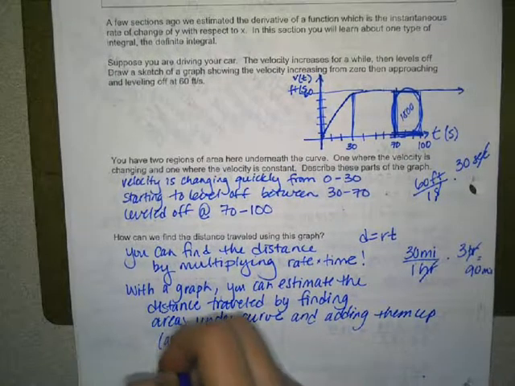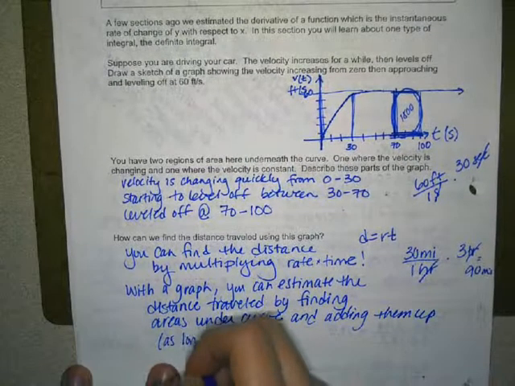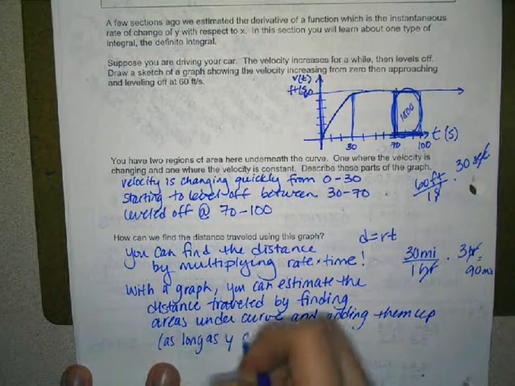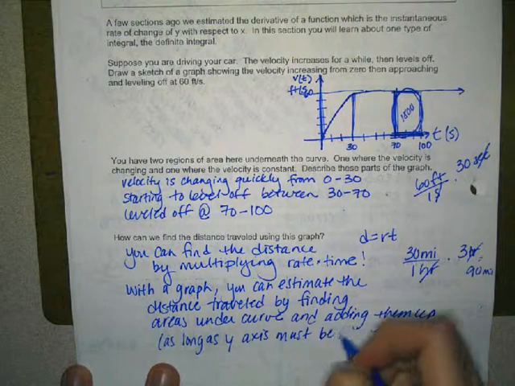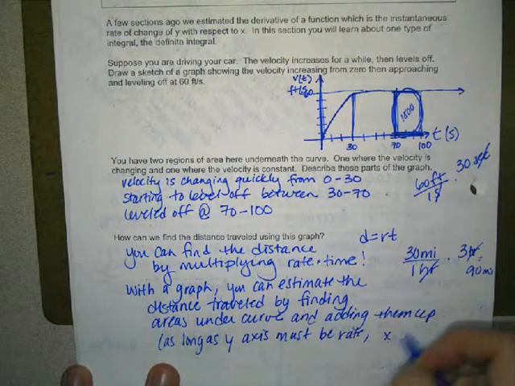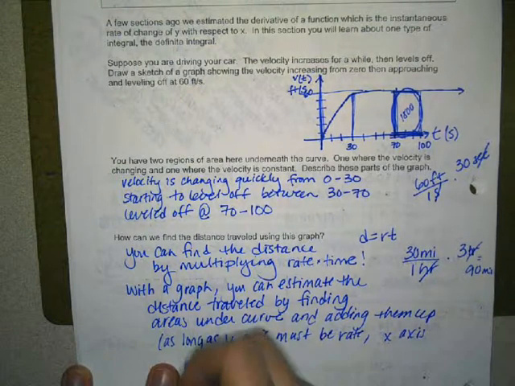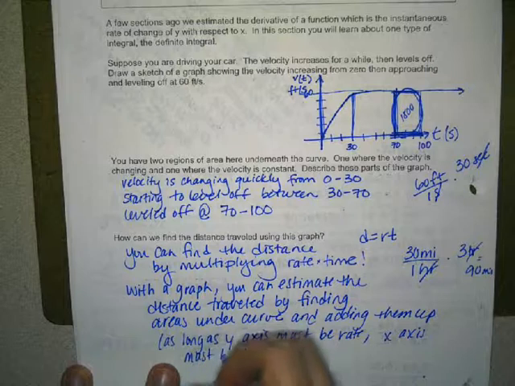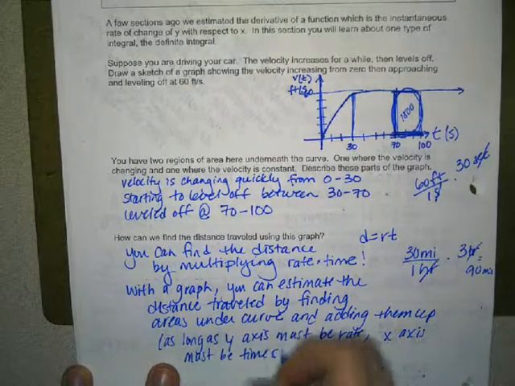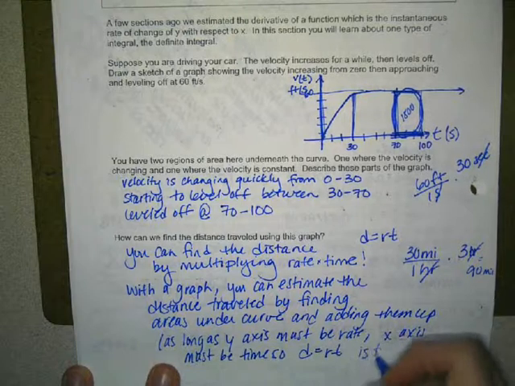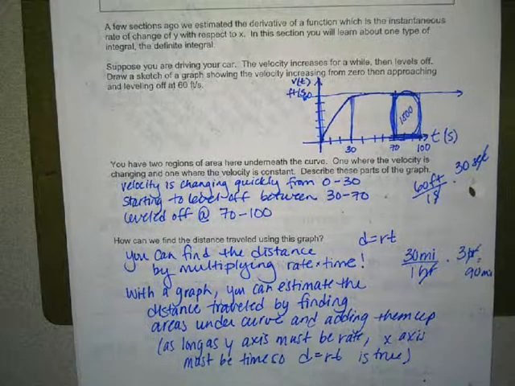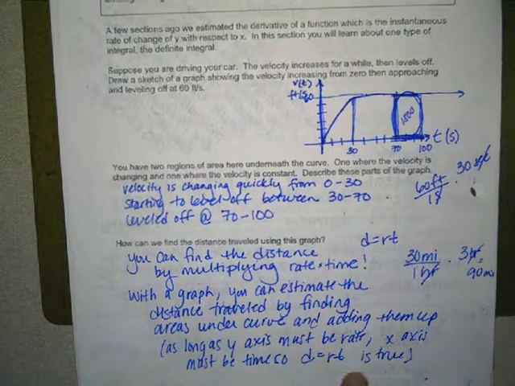Qualifier: the y-axis must be rate, and the x-axis must be time, so d equals r times t is true. Meaning, basically, we're just finding the areas underneath the curve.